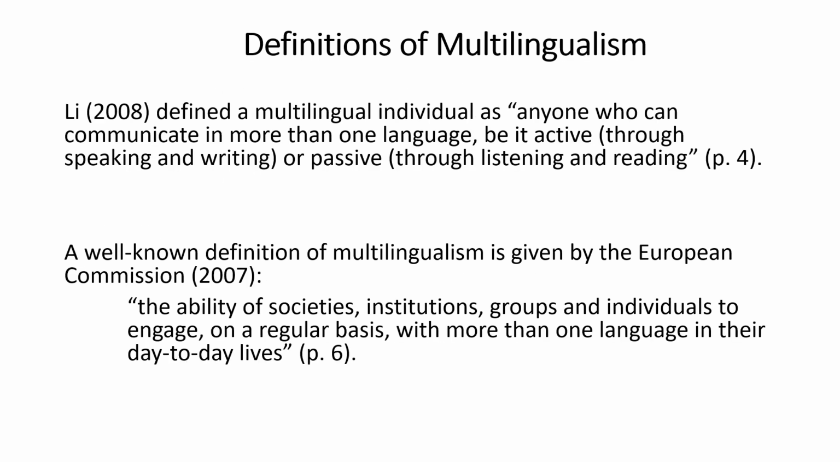So, definitions of multilingualism. Lee defined a multilingual individual as anyone who can communicate in more than one language, be it active through speaking and writing or passive through listening and reading. Now think about your own languages: being a multilingual speaker, in which language skills are you active and in which passive? A well-known definition of multilingualism is given by the European Commission: the ability of societies, institutions, groups and individuals to engage on a regular basis with more than one language in their day-to-day lives. So we cannot say that only an individual can be multilingual; there are societies, institutions and cultural groups that could be multilingual, using different languages in their daily lives on a regular basis.